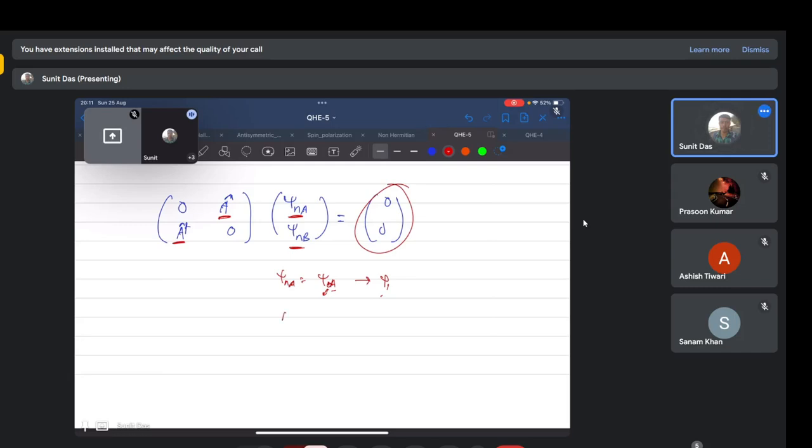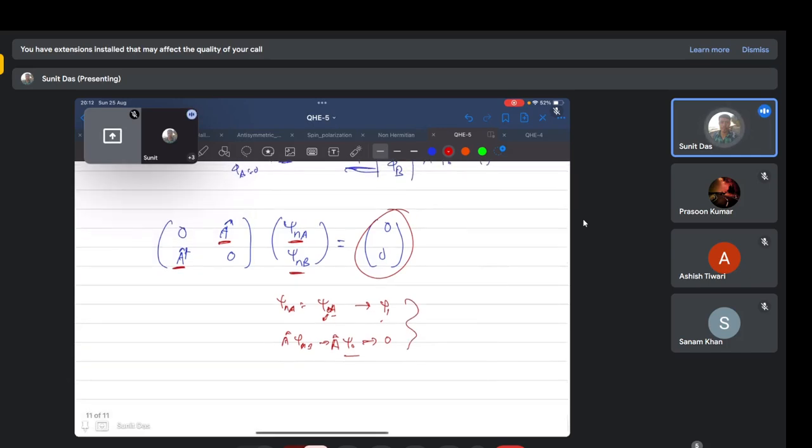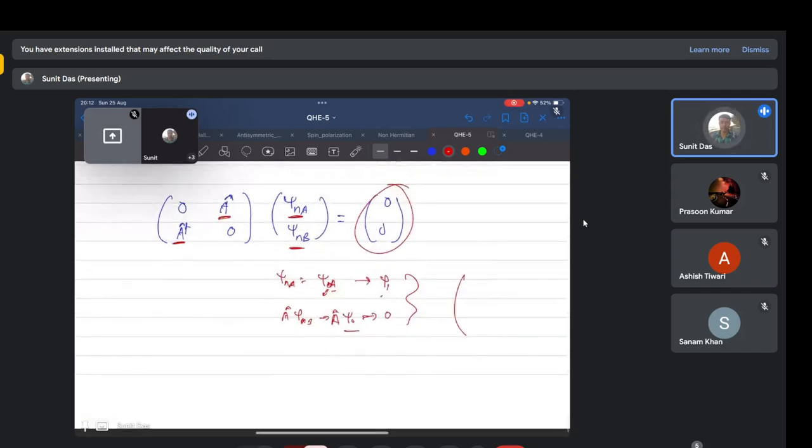And here, A dagger psi n B, if you take psi 0, A dagger will give 0, because psi 0 is the lowest state, it cannot go down. So I hope this was clear. It was a bit mathematical. And what this translates into is that this is 0, this is psi 0.